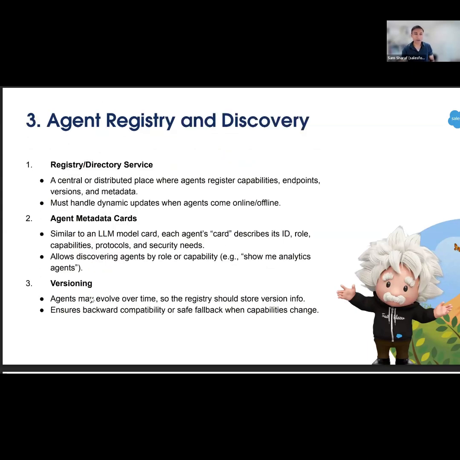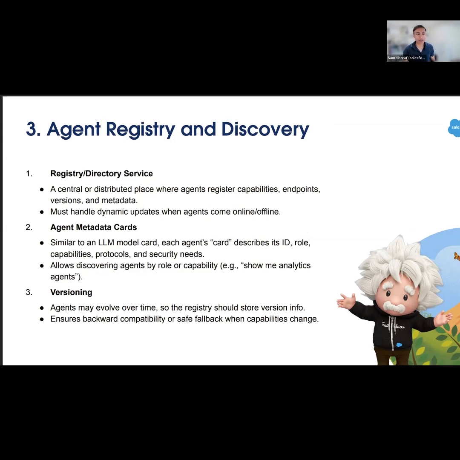All right, so when we go into agent registry and discovery, the key definition there is pretty simple, right? A centralized or distributed place where agents register capabilities, endpoints, versions, and metadata. And I think the key part of that is it should be able to handle dynamic updates when agents come online and offline. So the way we are designing at Salesforce is basically with the mindset of crawl, walk, run.